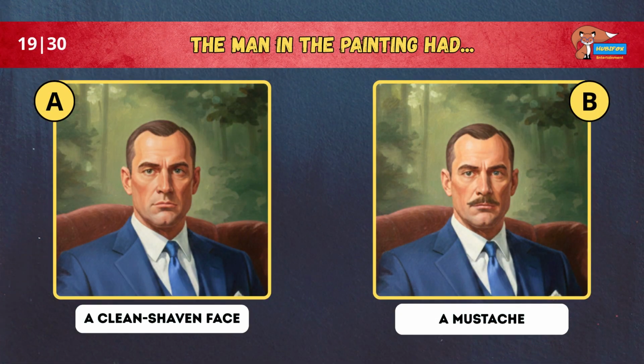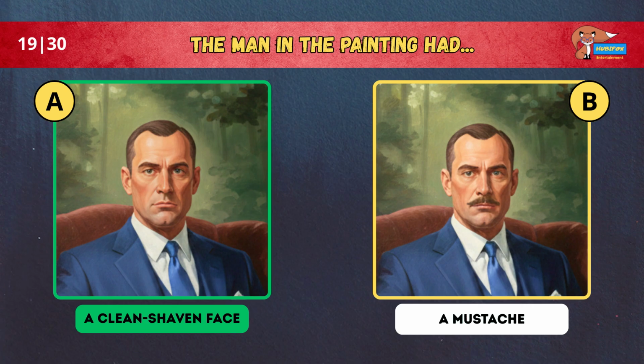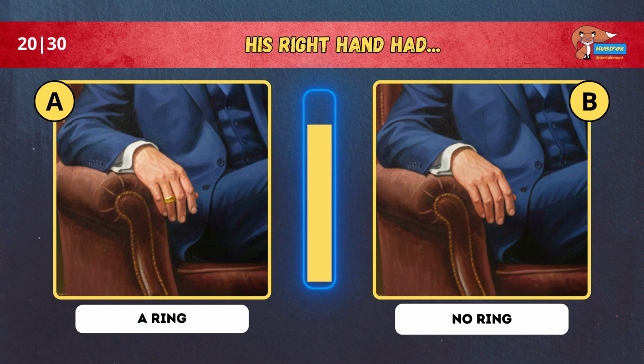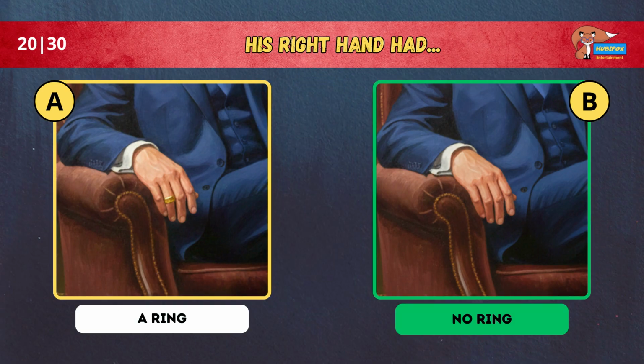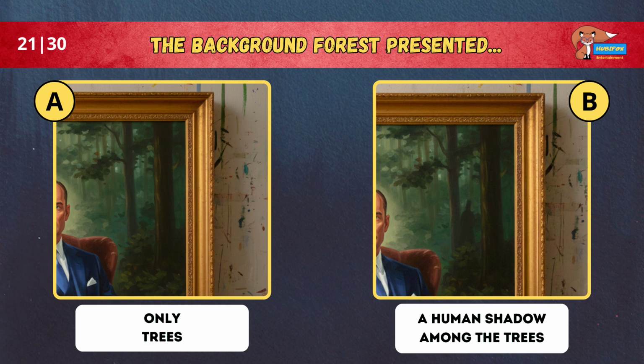The man in the painting had a clean-shaven face or a mustache. His right hand had a ring or no ring. The background forest presented only trees or a human shadow among the trees.